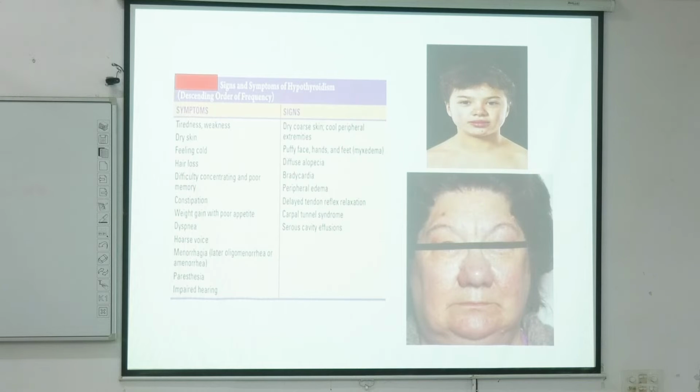I repeat, what the patient says is called a symptom, what the doctor looks for is called a sign. So the patient is complaining of dry skin and you examine and find this dry skin, that is a sign. Patient is showing increased weight gain and you look for the puffy face, the hands and feet, the myxedema, peripheral edema, and that is a sign. Now these will occur at a very advanced stage.